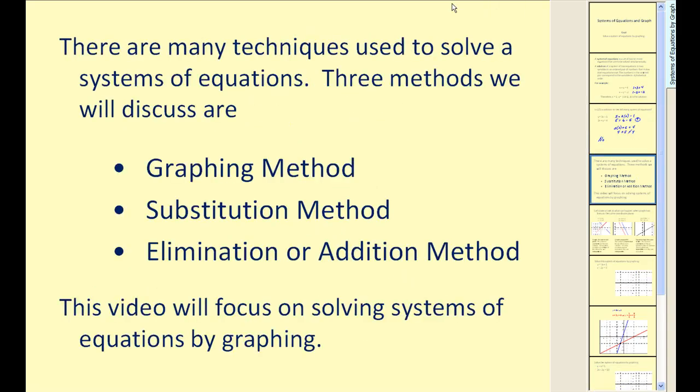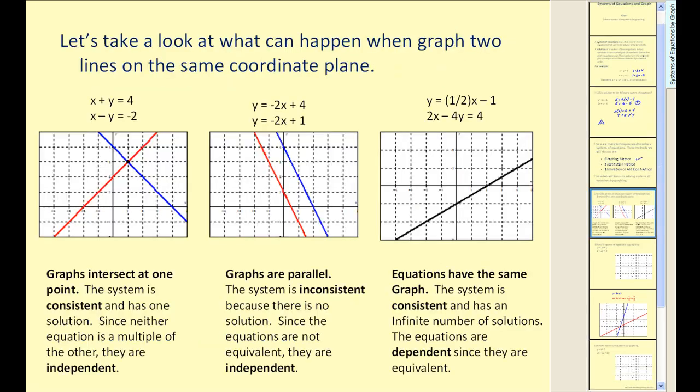Now, this video focuses on solving a system of equations by graphing. There are two other methods we'll look at in future videos called the substitution method and the elimination or addition method. But again, today we'll only be focusing on the graphing method. So what we're going to do is graph each equation on the same coordinate plane and then analyze the results.